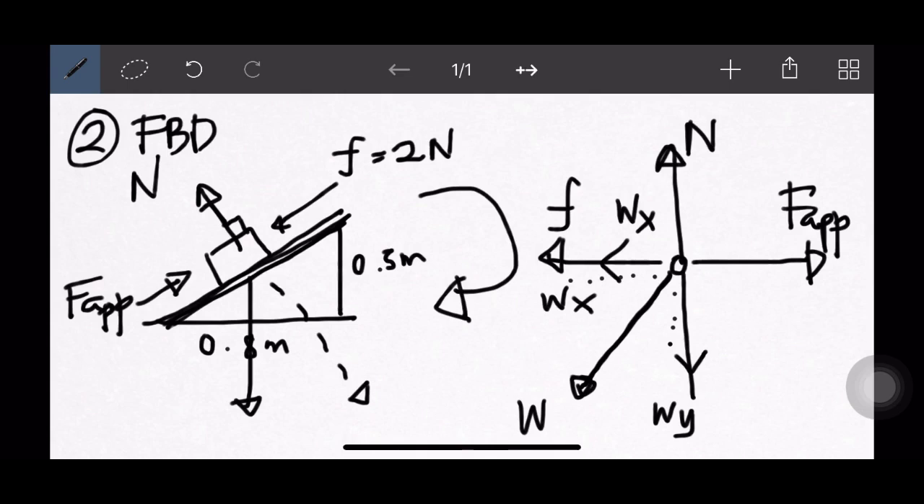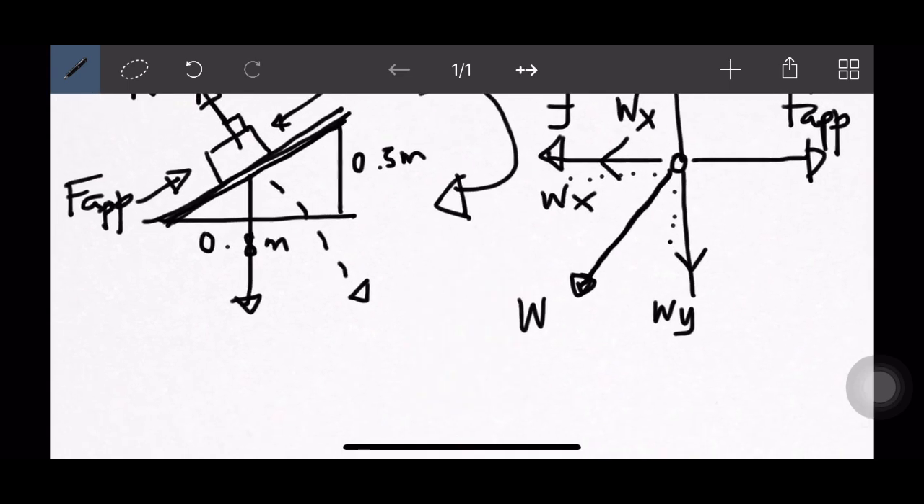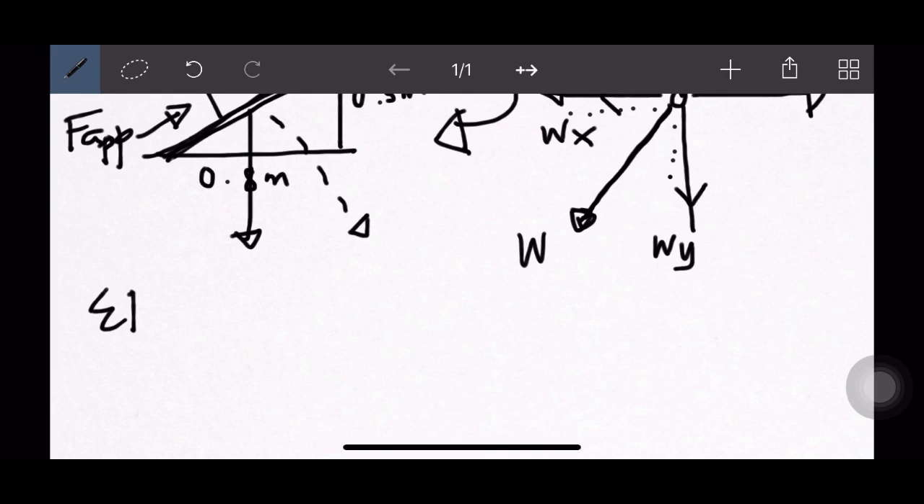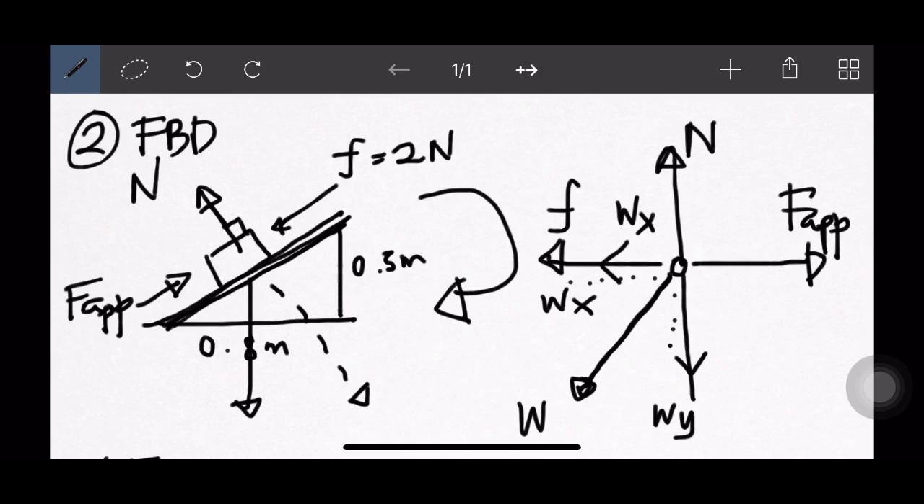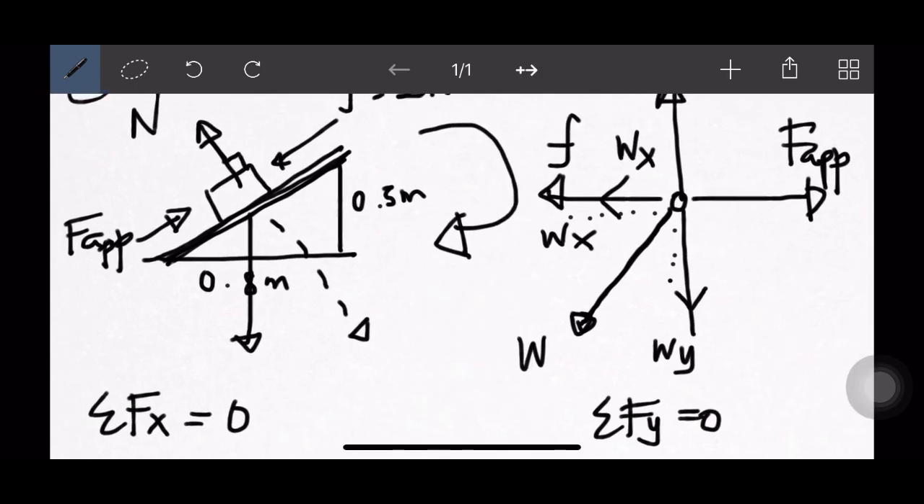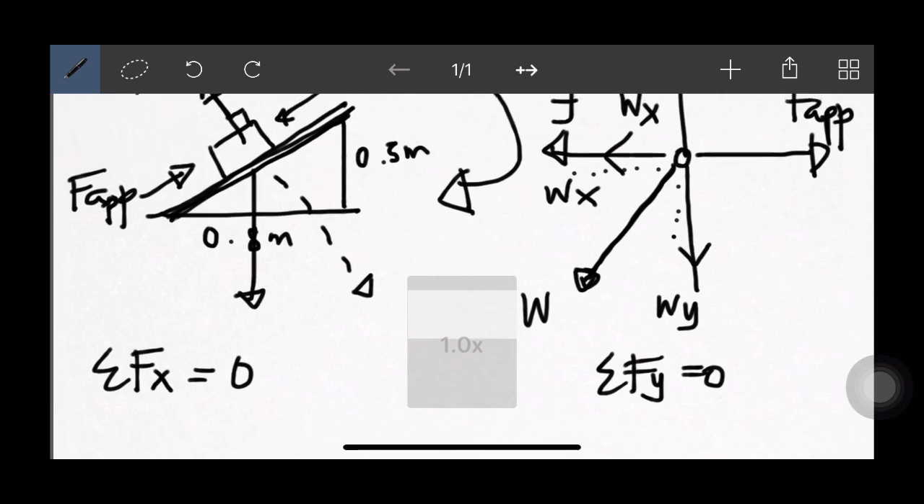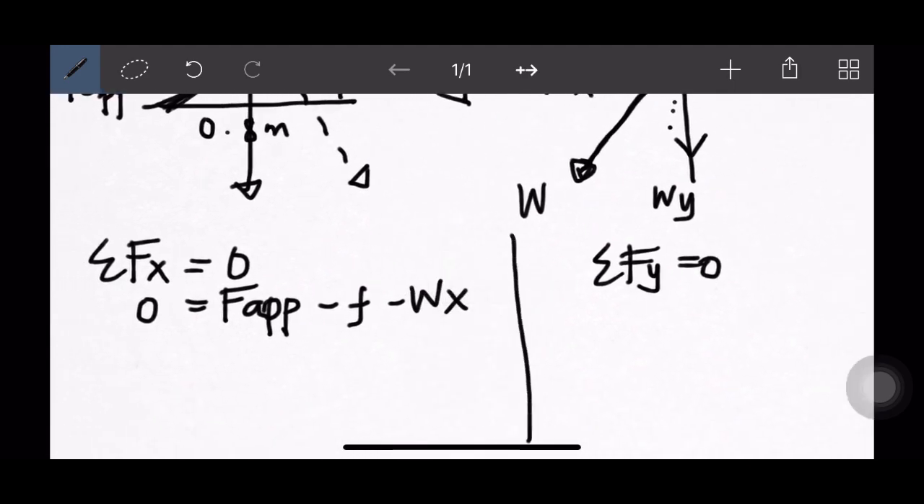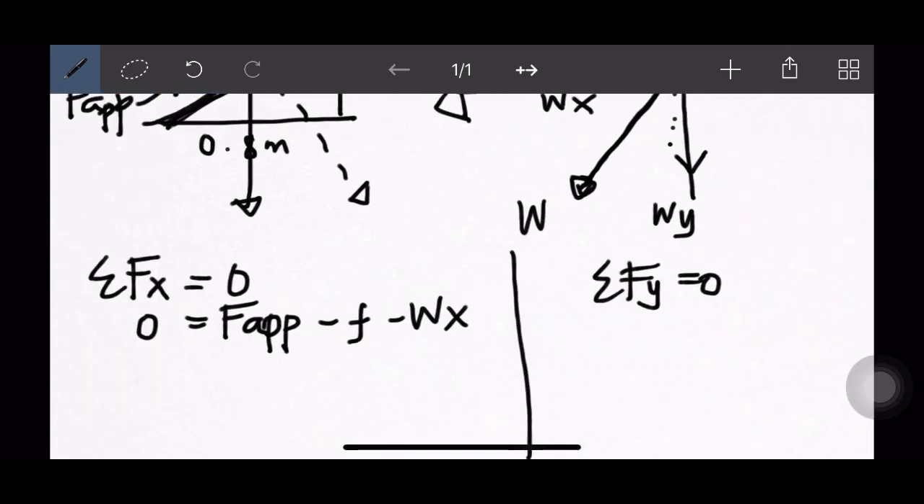The first thing that we will do is try to get the forces along the x-axis and along the y-axis. So we will separate the net force along the x and also the net force along the y. With our revised free body diagram, we can already solve the net forces along the x-axis. This is equal to 0. The applied force is positive because it's going to the right. The wx is negative, and the f is also negative. So minus f minus wx. For the forces along the y component, we have 0 and minus wy.